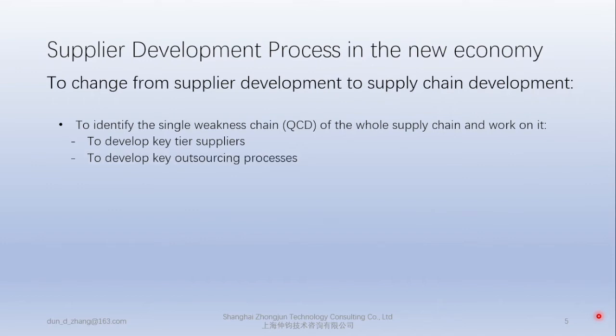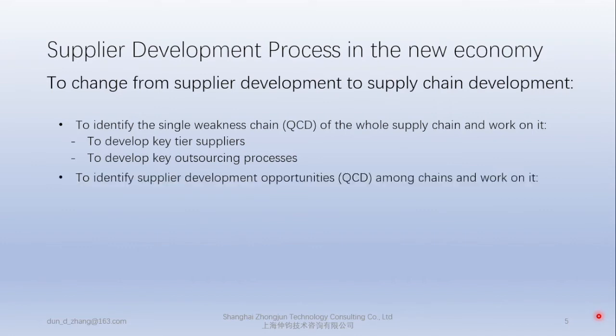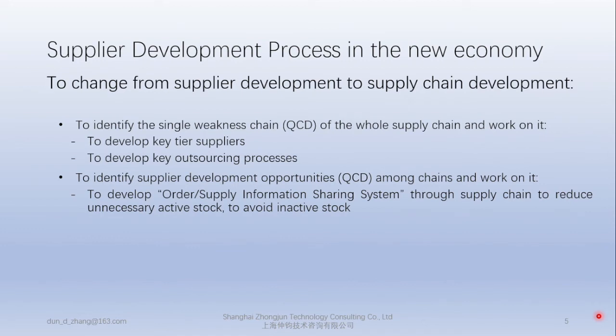To develop a key outsourcing process, similar philosophy. Also, we need to identify supplier development opportunities among chains and work on them. The point is to develop, for example, a supply information sharing system through the supply chain to reduce unnecessary active stock and to avoid inactive stock.